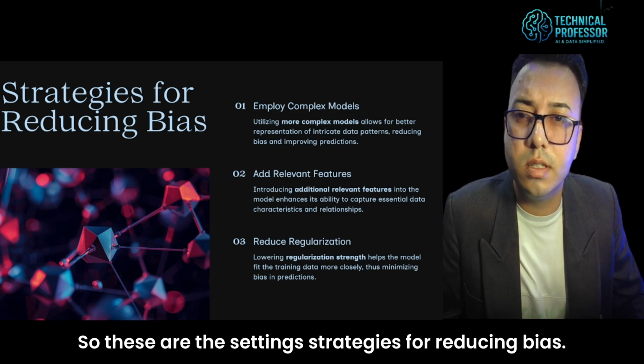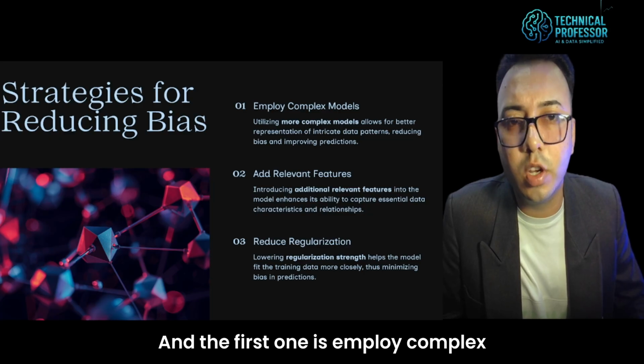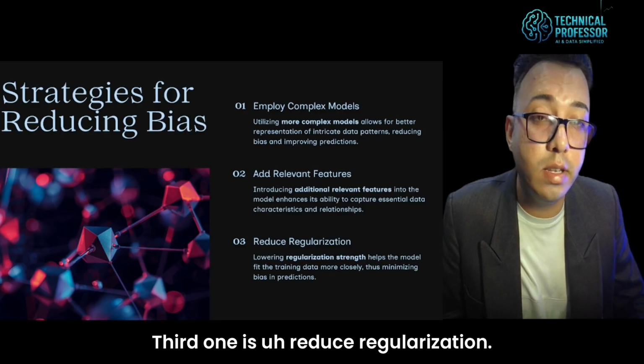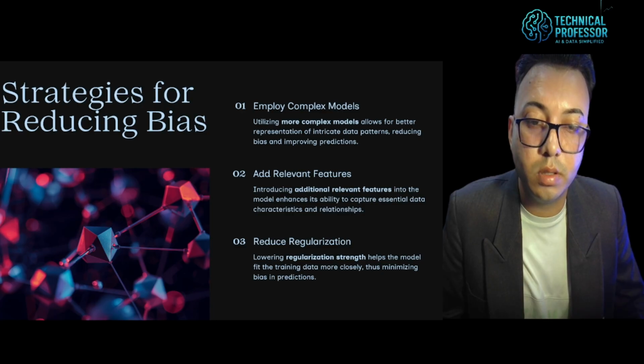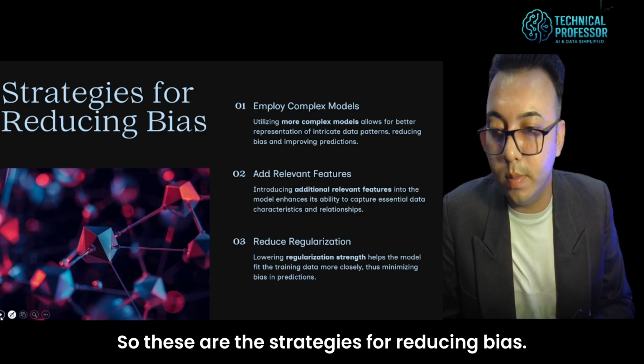So these are the strategies for reducing bias. The first one is employ complex models. Second one, add relevant features. Third one is reduce regularization.